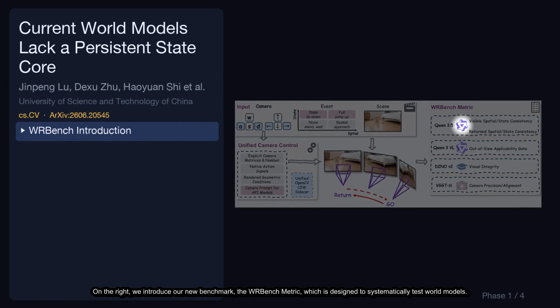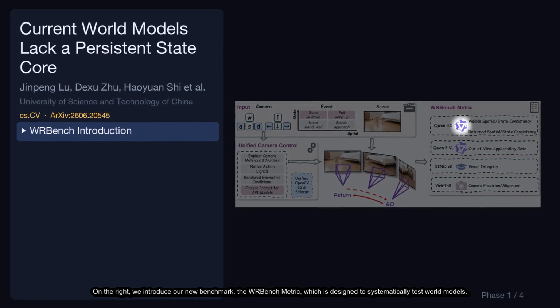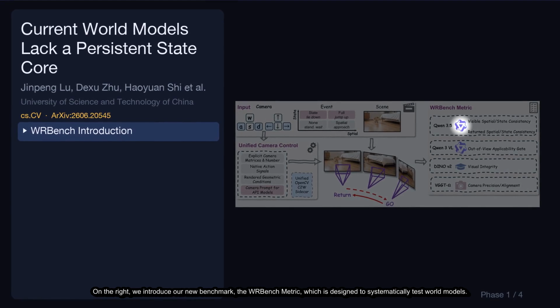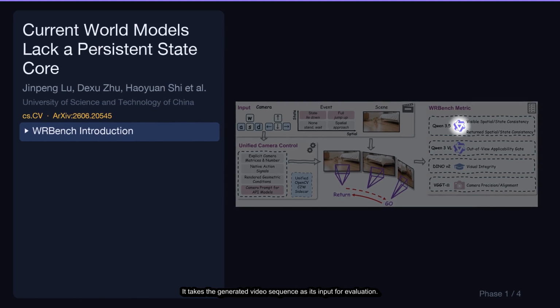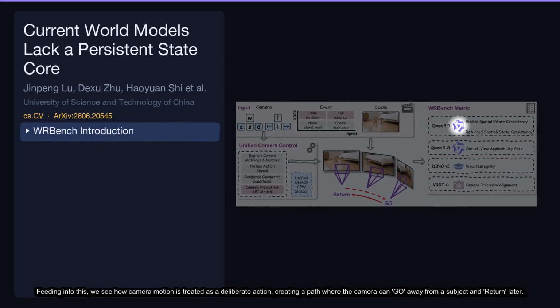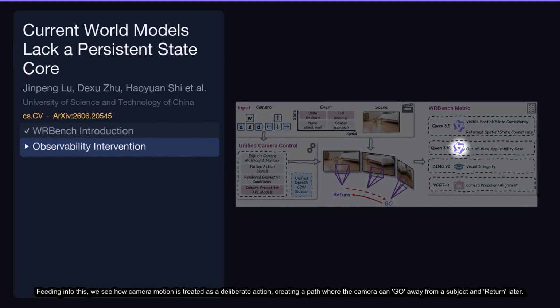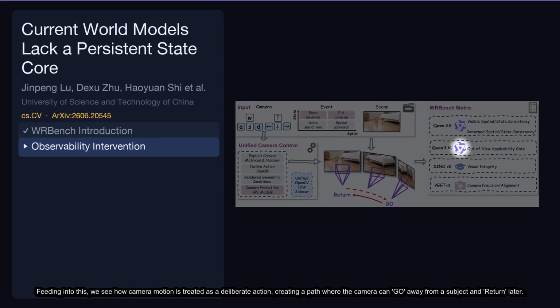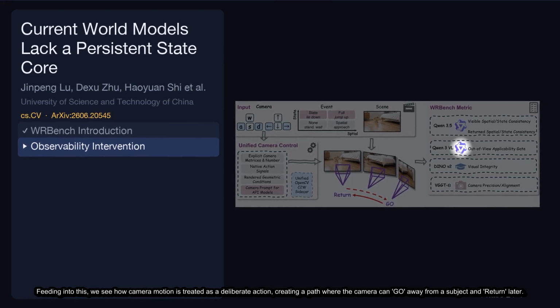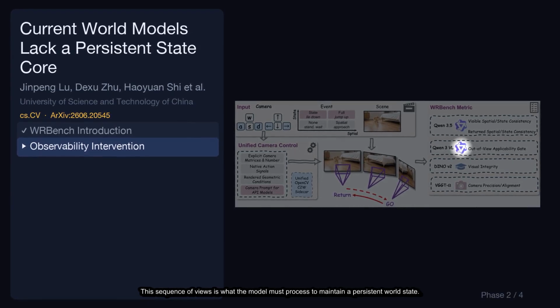On the right, we introduce our new benchmark, the WR-Bench metric, which is designed to systematically test world models. It takes the generated video sequence as its input for evaluation. Feeding into this, we see how camera motion is treated as a deliberate action, creating a path where the camera can go away from the subject and return later. This sequence of views is what the model must process to maintain a persistent world state.